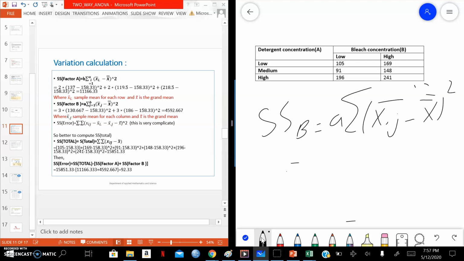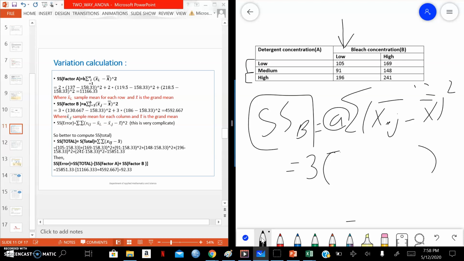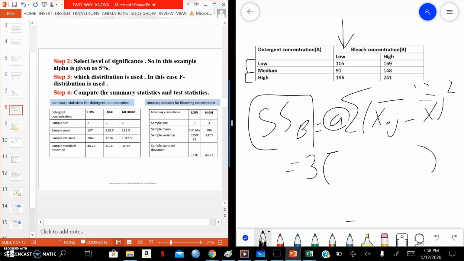What is A? A is the number of rows we have. So it's opposite, no? When you find the sum of squares of B, you use the number of rows now. Okay, so we have 3 rows. So 3, then you start subtracting. Subtracting what? The column mean. The first column mean, we found it, it's equal to 130.667, subtracted with the grand mean.